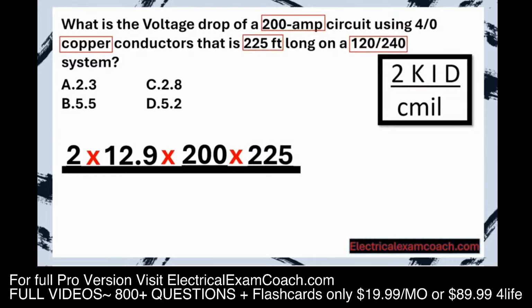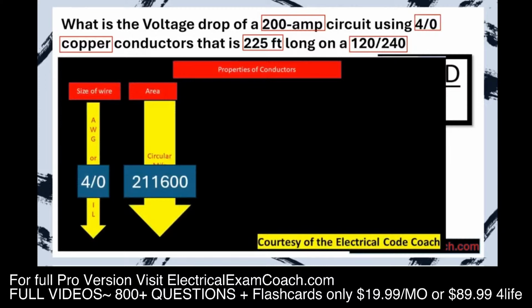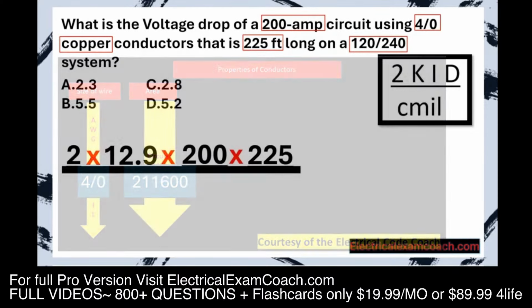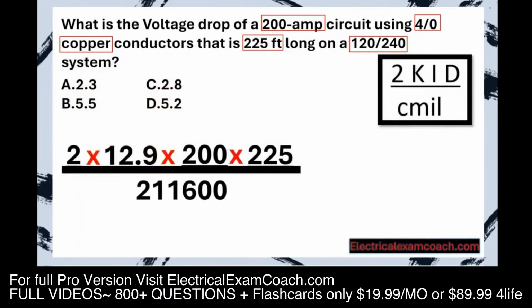Now we need to find our circular mils. And for that, we're going to be looking for 4/0 in the table. When we head to Chapter 9, Table 8, we're going to start on the left-hand side and come down and find 4/0. Then we're going to cross over and we're going to find that it's 211600. Anytime it's a long number like that, I don't try to figure out my thousandths or tens, I just say 211600 and I write that down. Then I write that down right under here.